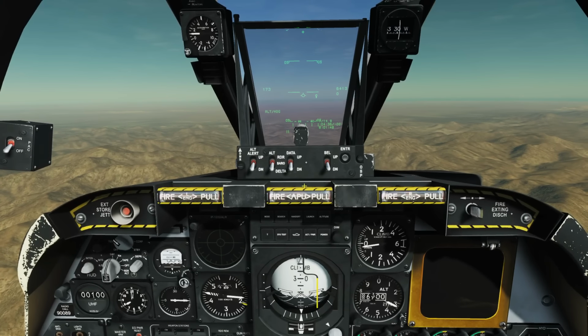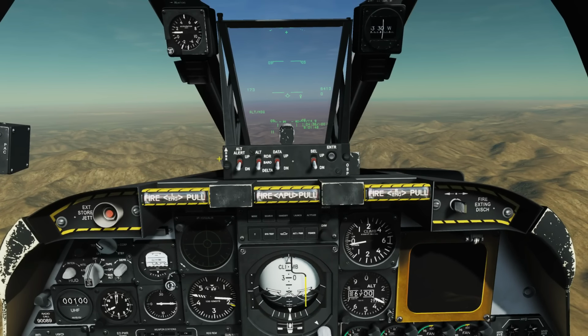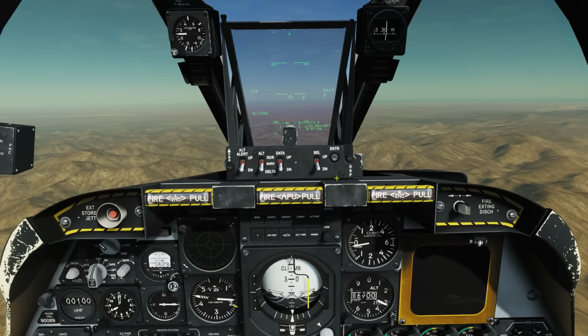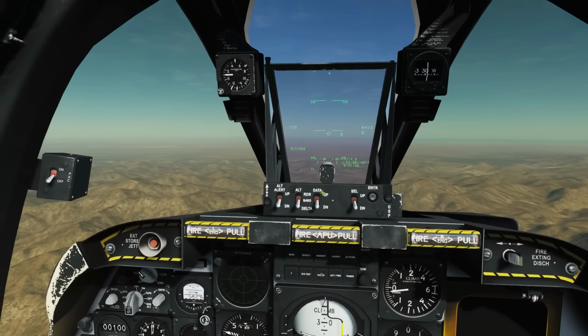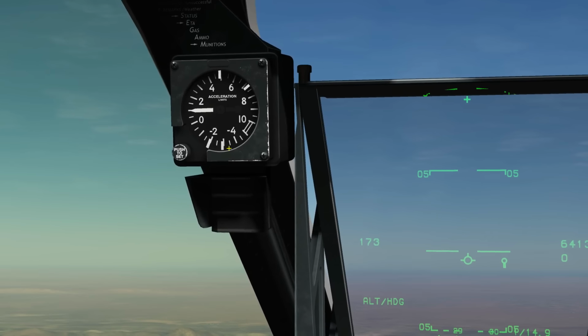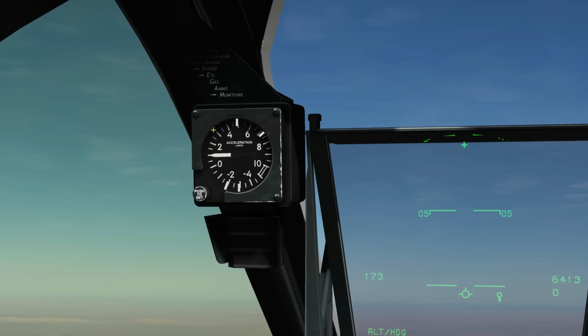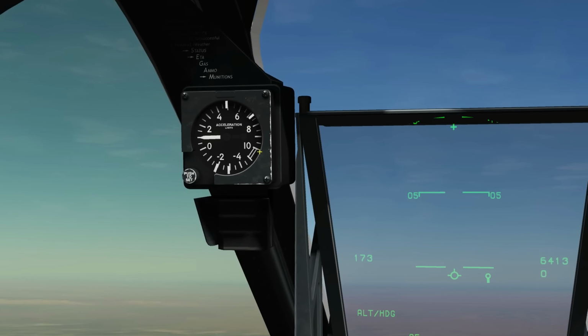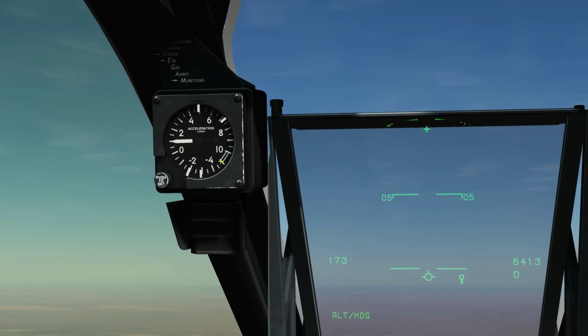We have a HUD control panel here. Pretty sure none of this is interactable and none of it essentially works or changes. Here we have an accelerometer. It tells us the G's that we're pulling, up to positive 10 and -4 or -5.